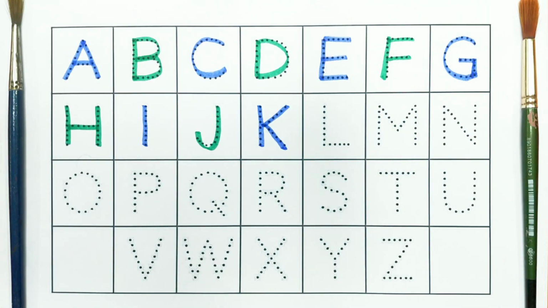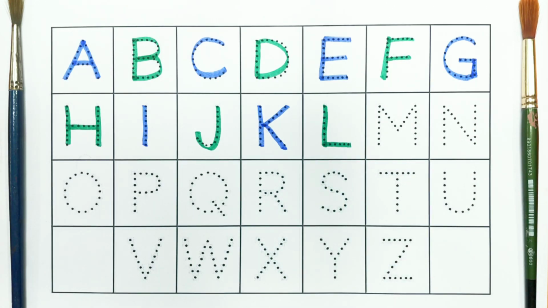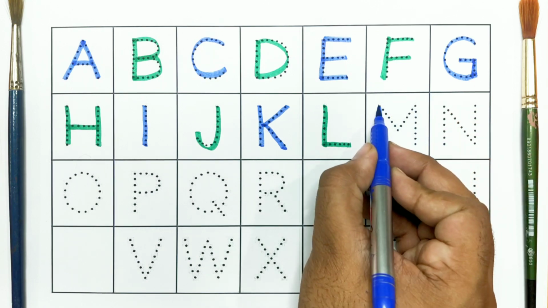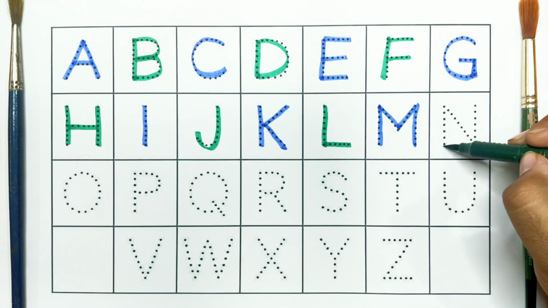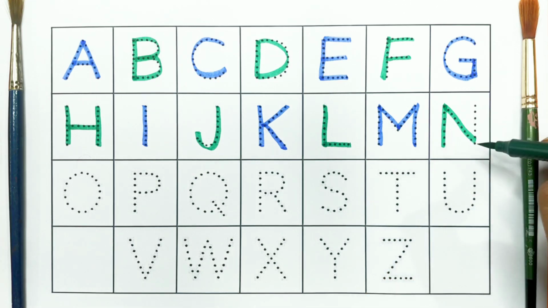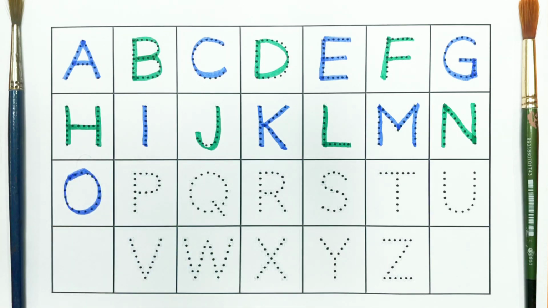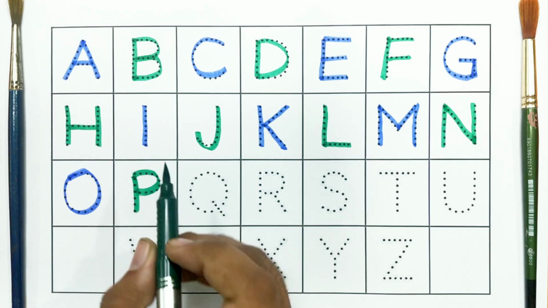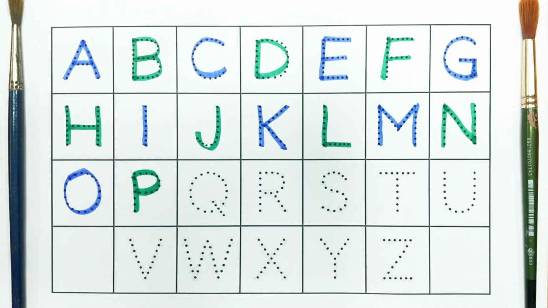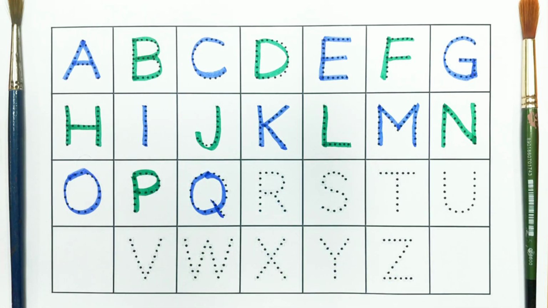K for kite. L for lion. M for monkey. N for nest. O for orange. P for potato. Q for queen.